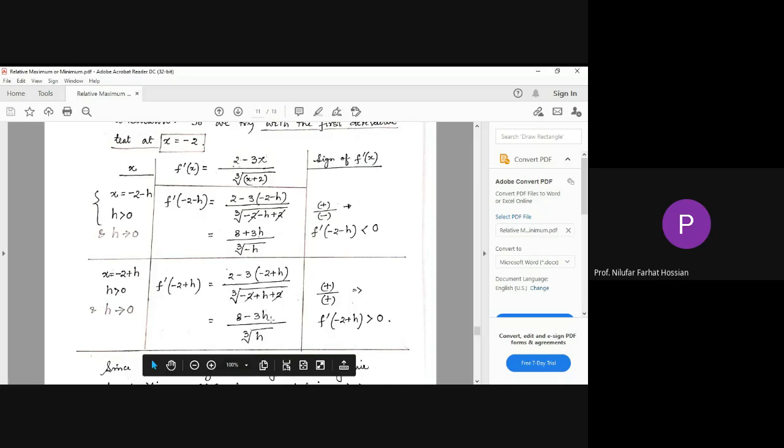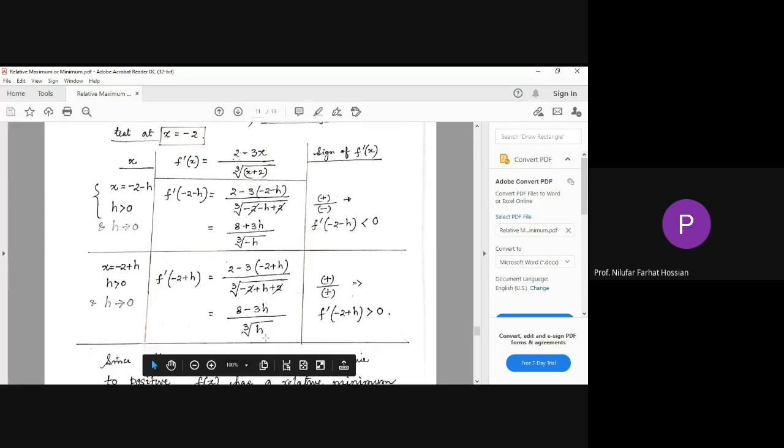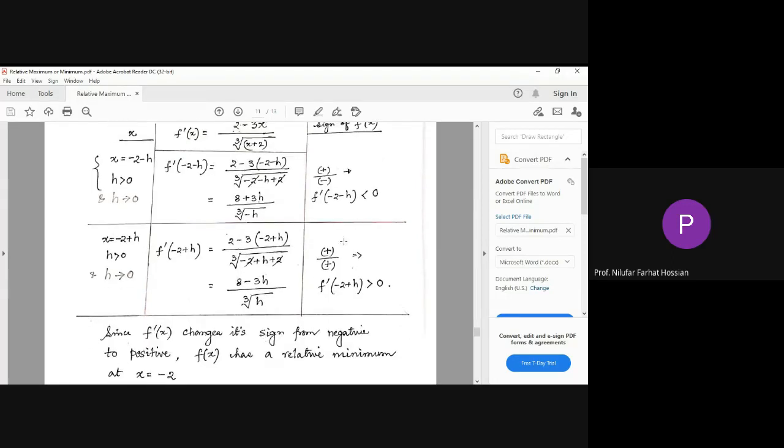Remember, h is positive and h is a very, very small number. So the upper part will be definitely a positive number because h is a very small, positive number. So the upper part is positive and the lower part is also positive because h is a positive number. Cube root of h is also positive. So here you are getting positive sign divided by positive sign. That means the sign of this f prime of -2 plus h will be positive.